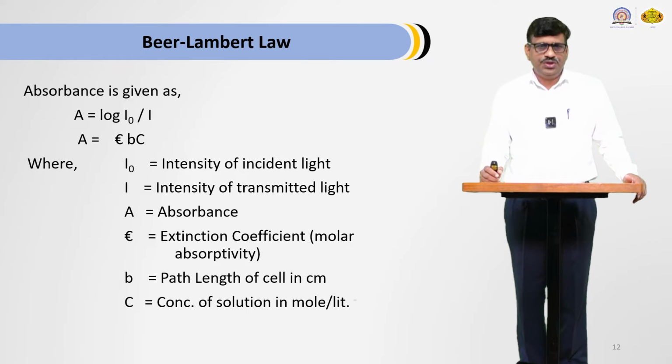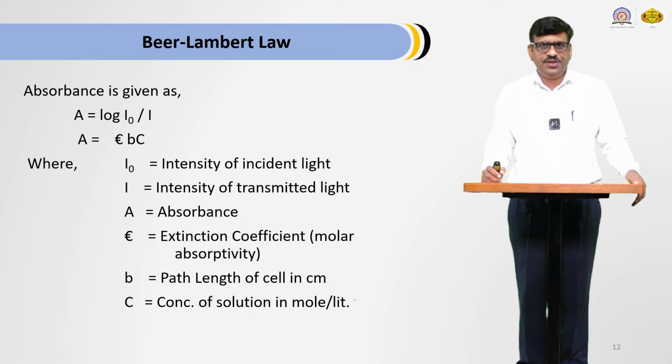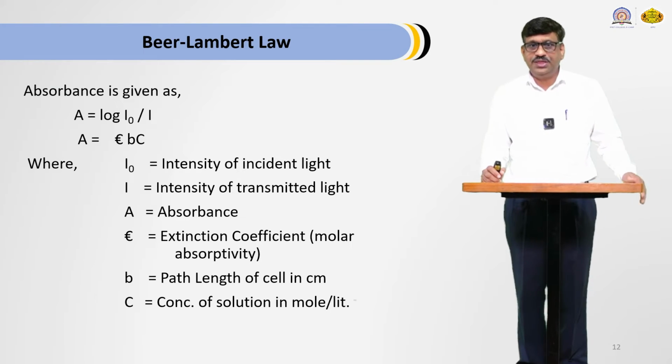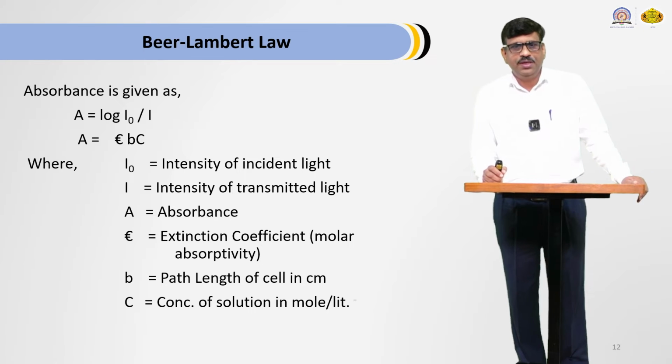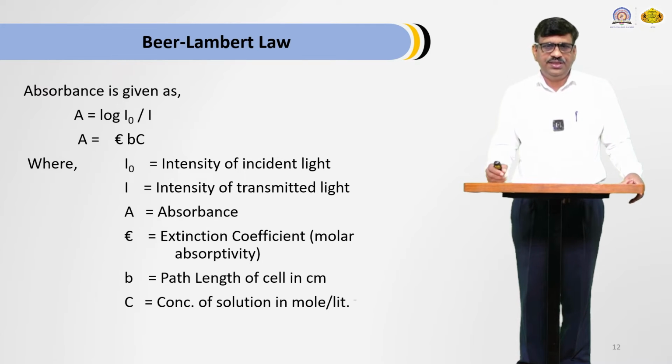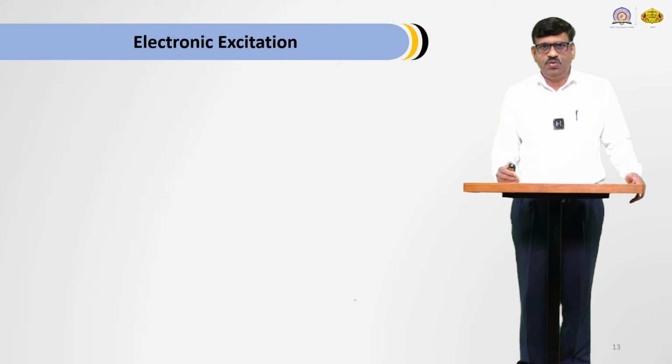And this is the equation which shows the relationship between absorbance and the incident as well as transmitted light. A is equal to log of I0 divided by I. A is equal to epsilon BC, where I0 is the intensity of incident light, I is the intensity of transmitted light, A is absorbance, epsilon is the extinction coefficient. It is also called molar absorptivity. B is the path length. Sometimes B is replaced by L. B is the path length of the cell in centimeters, and C is the concentration of the solution in moles per liter.